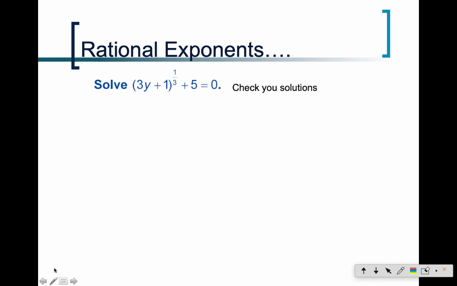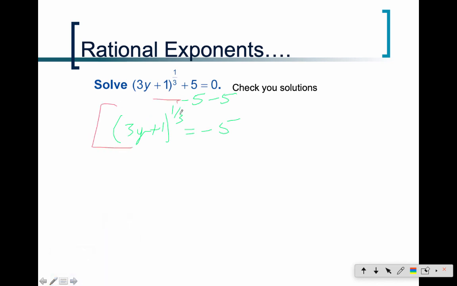Okay, I got a cube root here now, so we want to be careful. We want to isolate that guy right there. And again, 3y plus 1 to the 1/3 is equal to negative 5. Now, if this was a square root, remember, raising to the 1/3 is the same thing as a cube root. So I'm actually going to cube both sides.